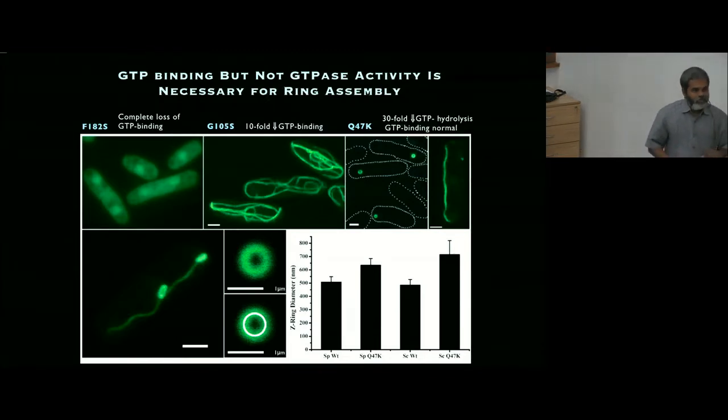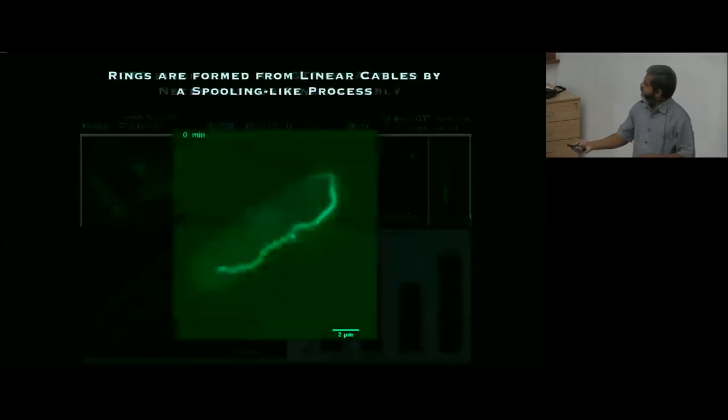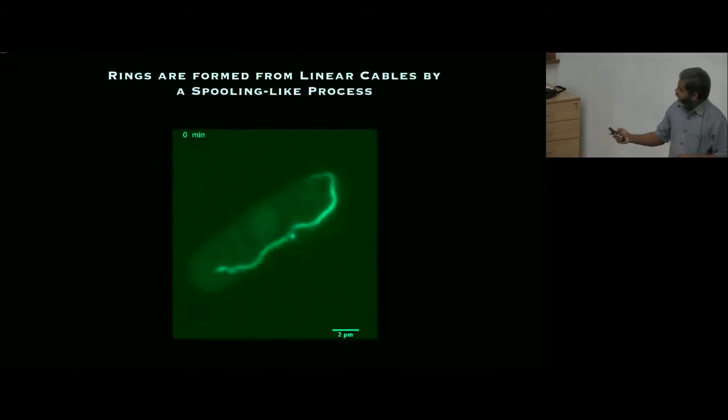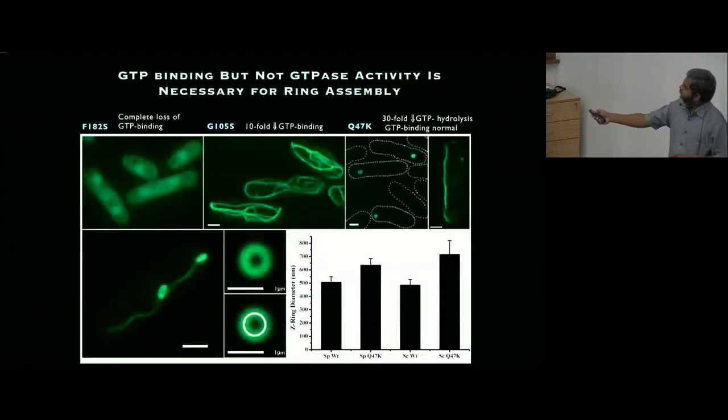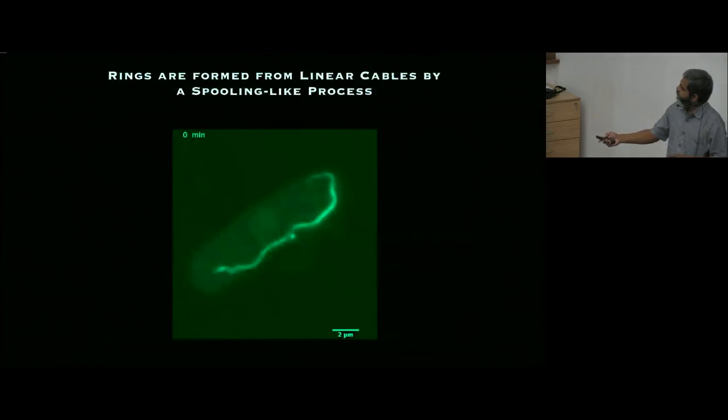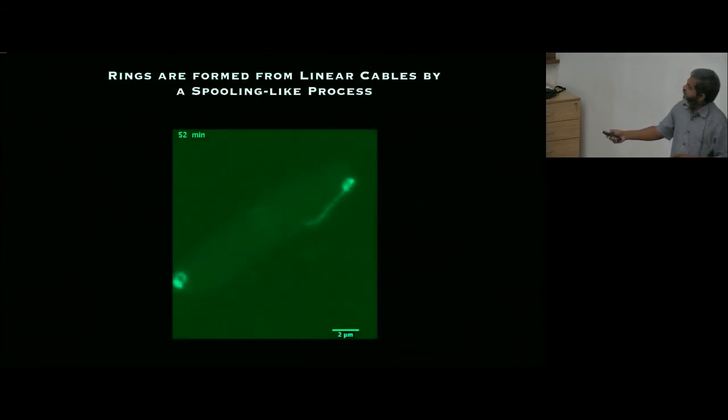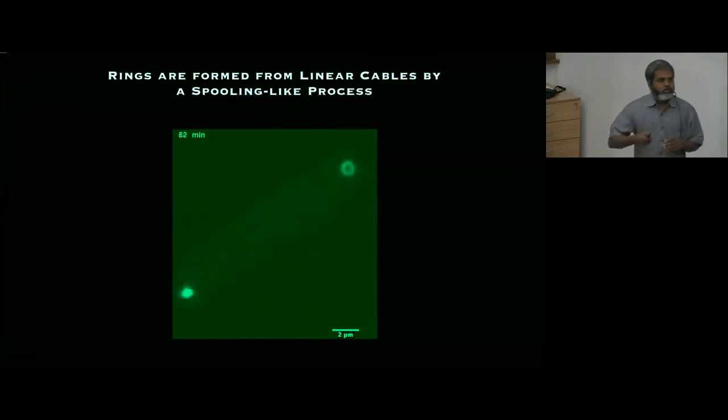Not rings, yeah. But the thing is that it also binds some GTP, but it is also reduced in GTP hydrolysis. So it may be both linked there. So when we started imaging these cells which have these long filaments, this is what we see. You can see at some point it curved, and the entire filament is being drawn into that, and it's kind of spooling.